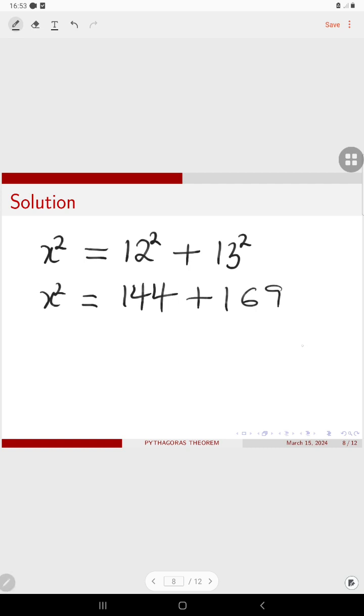When we take the sum, what do we get? 144, 169. We get what here? Remember 1, 1. We are adding. So we get 313. So I'll write it here. 313 is x squared. I want x, so I will take the square root of both sides.